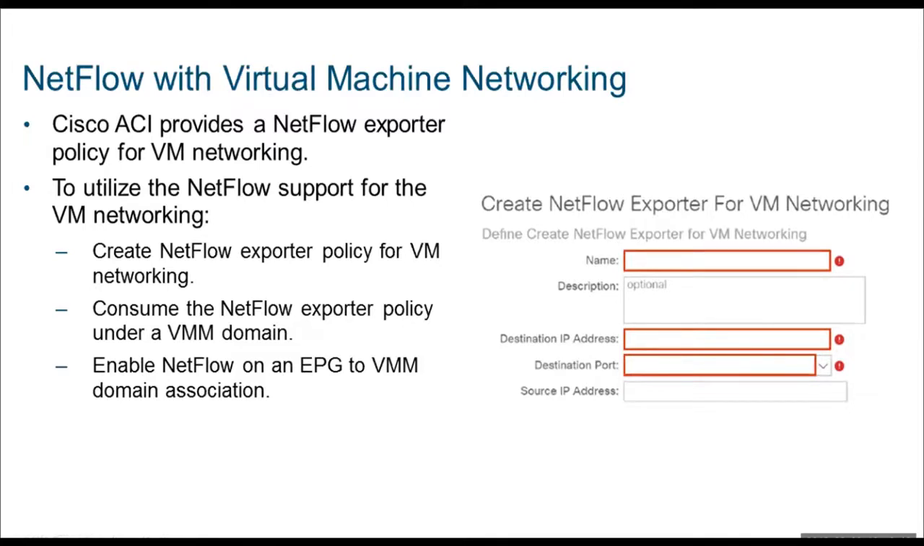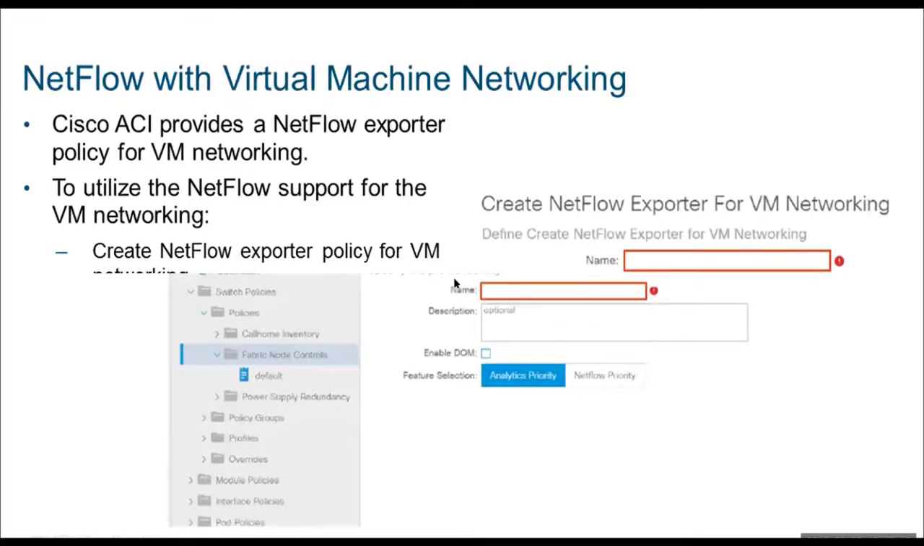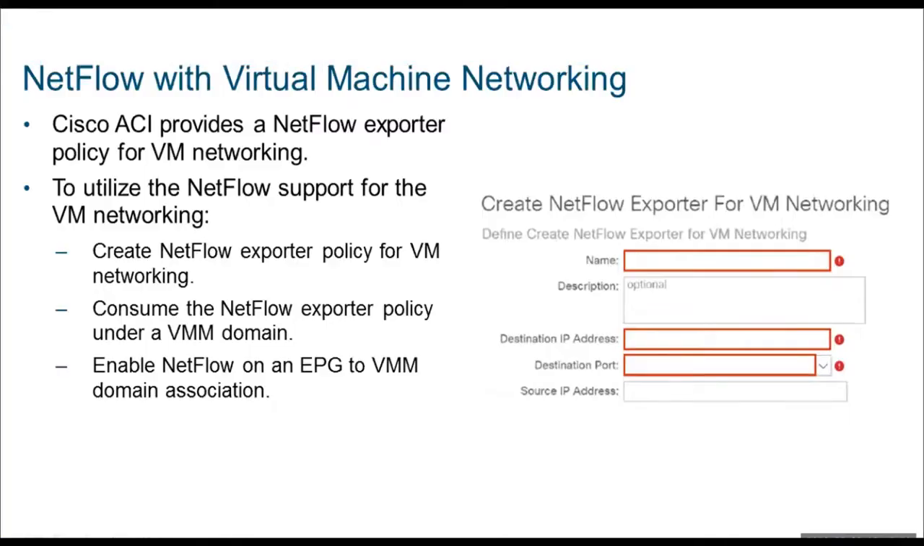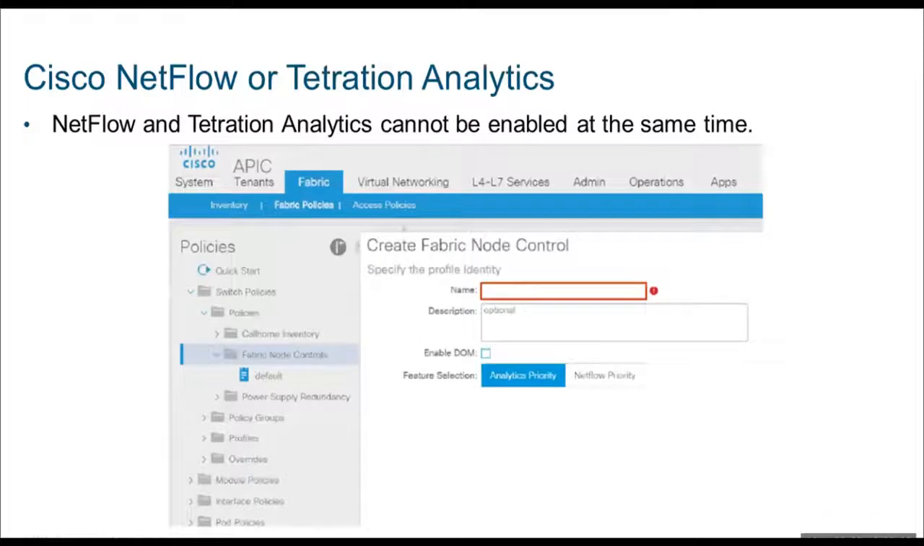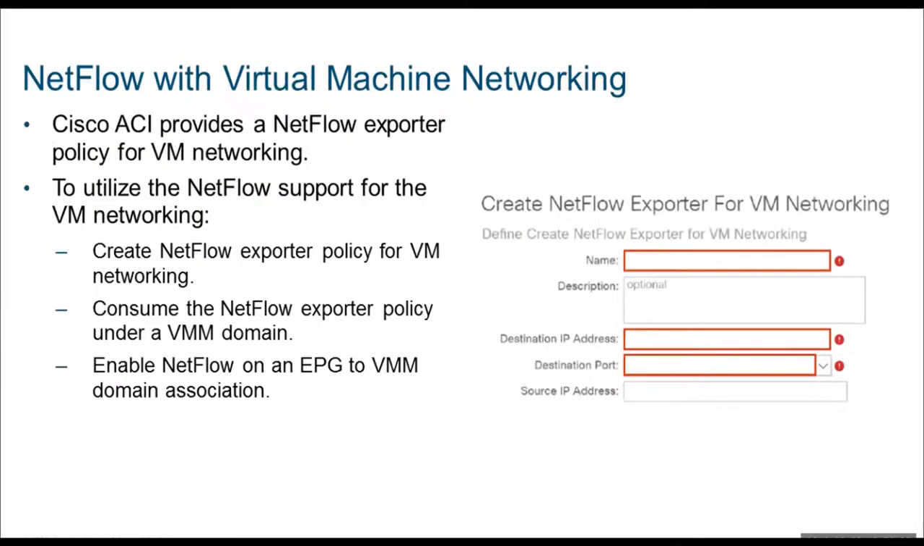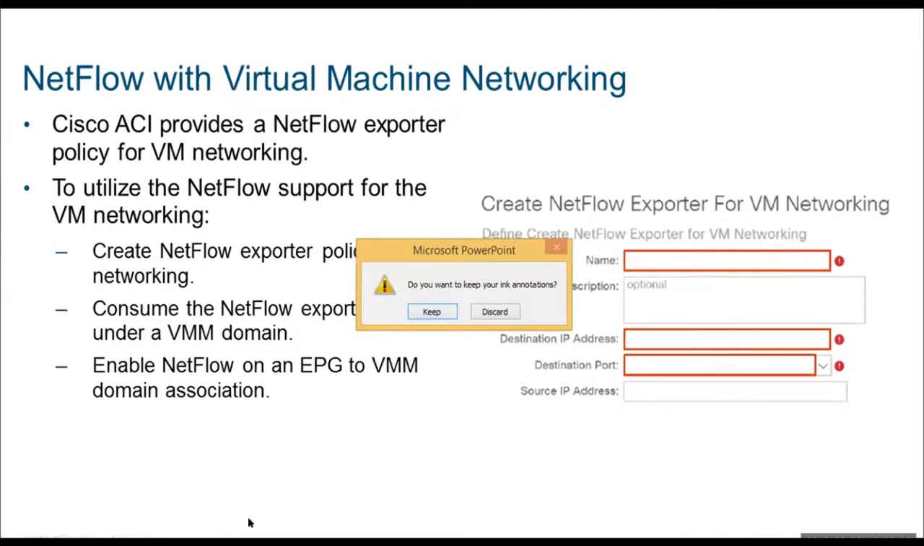This particular screen is under Fabric access policies, the same place that we went back here to create the flow record. This is under Fabric access policies, interface policies, and then you go ahead and specify. In the same place, you have actually an option under Fabric access policies, we can take a look there.